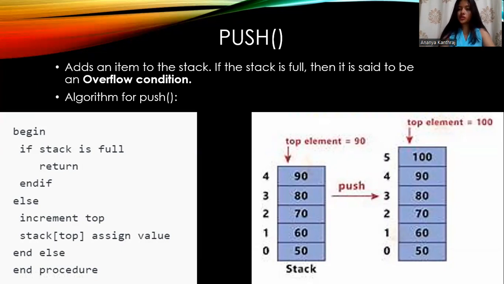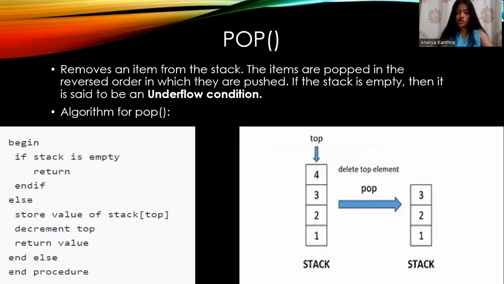Let's look into the next operation, the pop operation. It removes an element from the stack. The items are popped in the reverse order in which they were pushed. So basically, if you want to remove an item from a stack, it is not the same as the push operation. It is different. It is removed in the reverse order, from the top of the stack, which contains certain elements. If the stack is empty, then it is said to be an underflow condition.